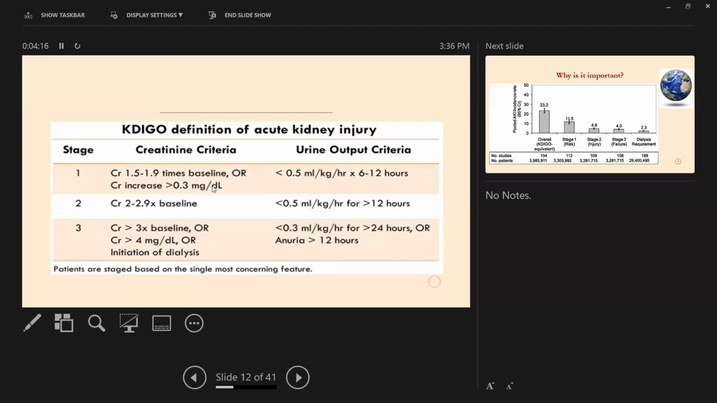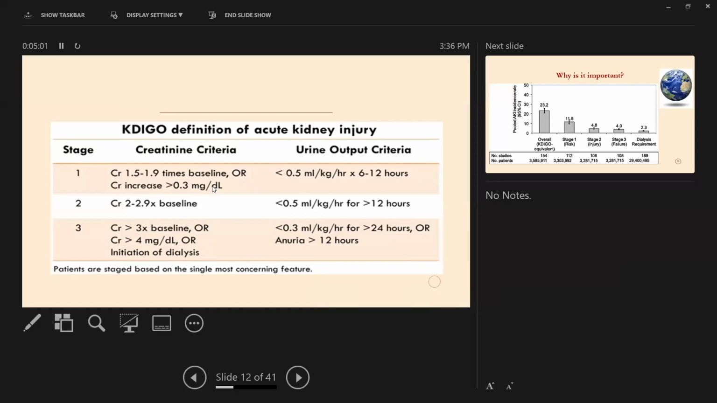It can be divided into 3 stages: stage 1, stage 2, and stage 3, with creatinine criteria and urine output criteria. For stage 1, the creatinine criterion is 1.5 to 1.9 times baseline, or an increase of 0.3 milligram per deciliter. The urine output criterion for stage 1 is less than 0.5 ml per kilo per hour for 6 to 12 hours. Stage 2 is creatinine 2 to 2.9 times baseline, or urine output of less than 0.5 ml per kilo per hour for more than 12 hours.